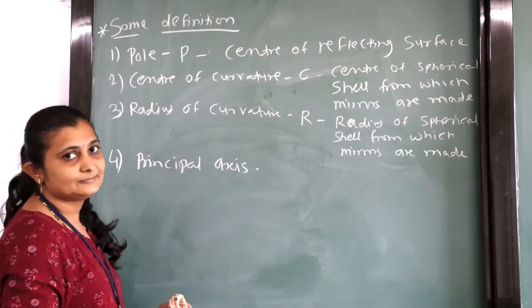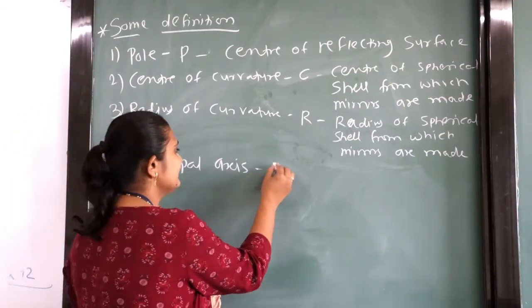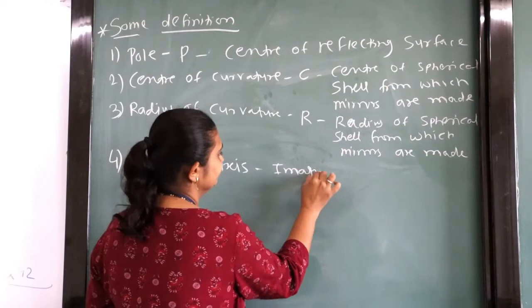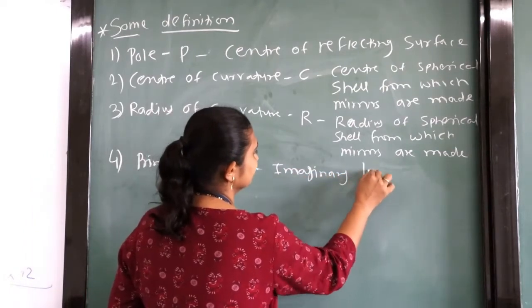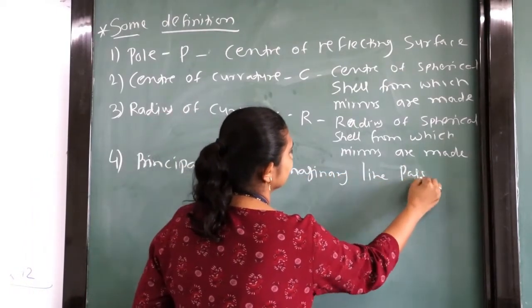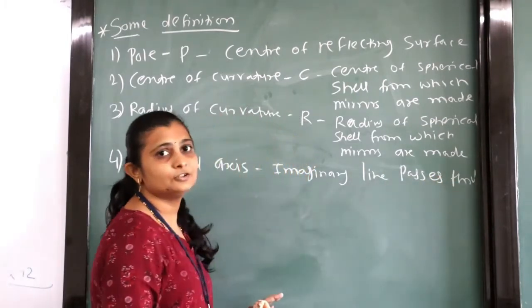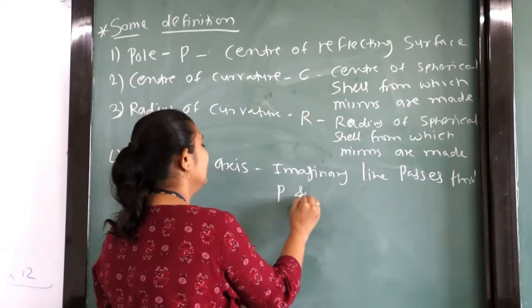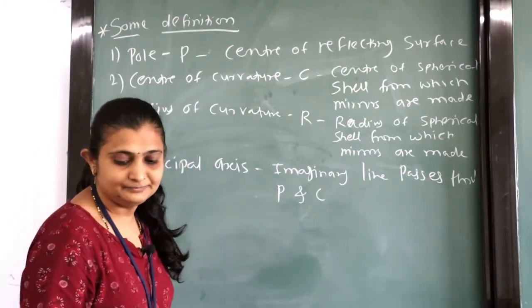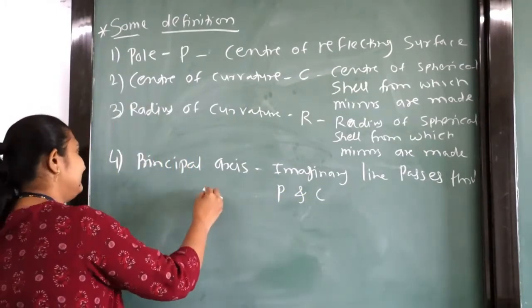Principal axis. What is the principal axis? It is the imaginary line that passes through the pole and the center of curvature. We will see it in a diagram.